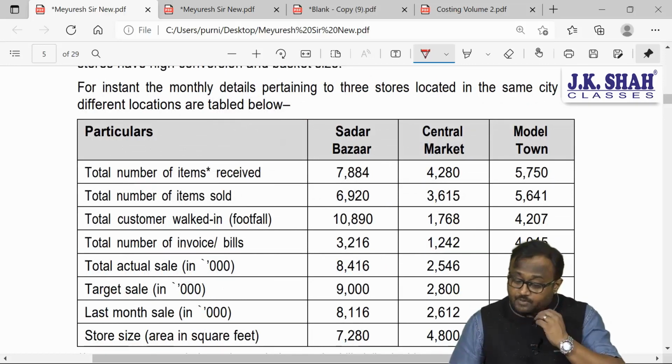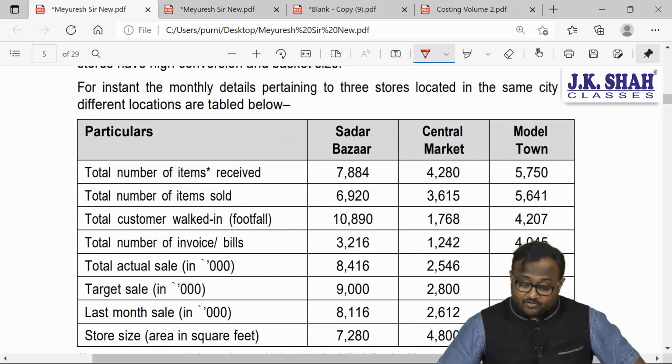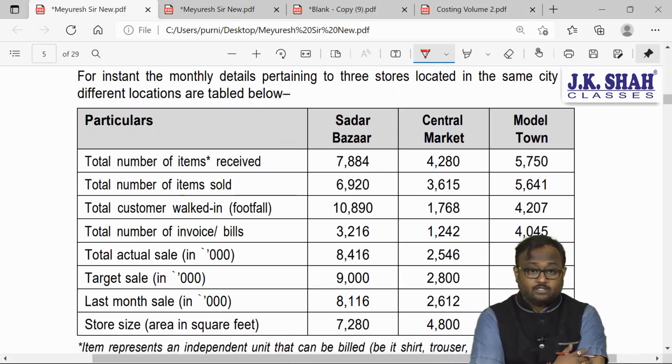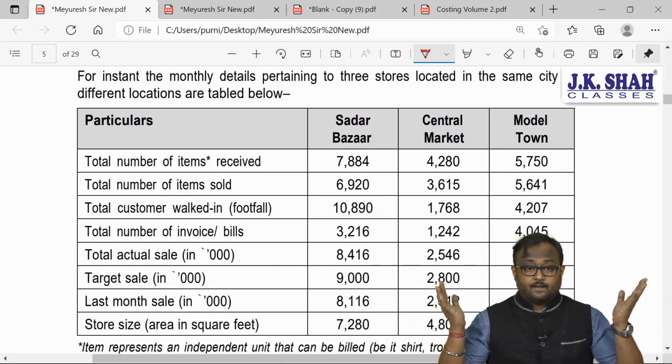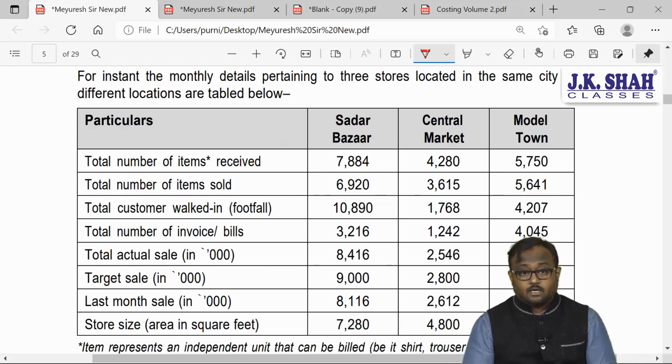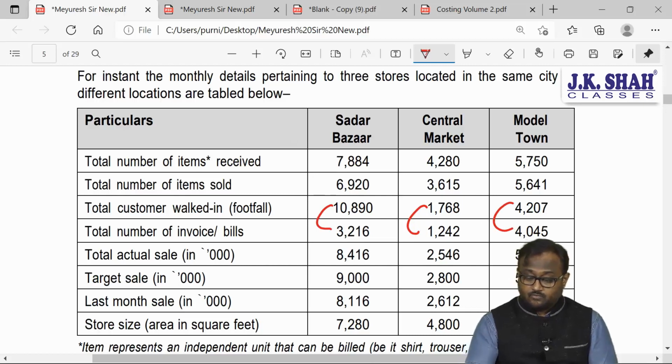for instance, the monthly details pertaining to 3 stores located in the same city on different locations are given below. Sadar Bazaar, Central Market and Model Town are the 3 outlets we are talking about. Number of items received, number of items sold, customers walked in, number of invoices. Look at this. Look at the conversion. Worst conversion is here. People are walking in but not buying much. Here, people are walking in, buying a good number.